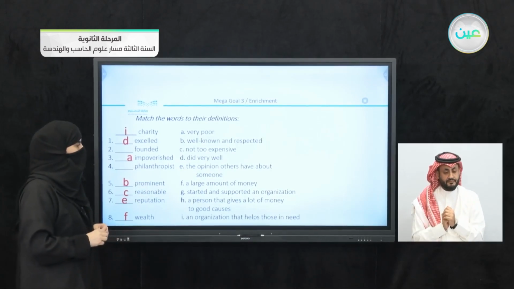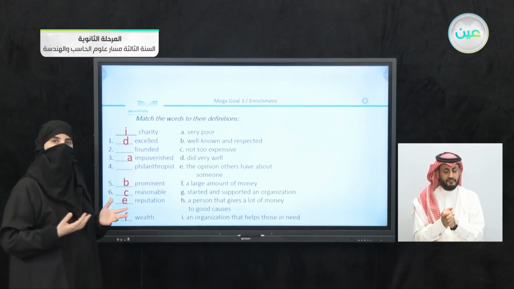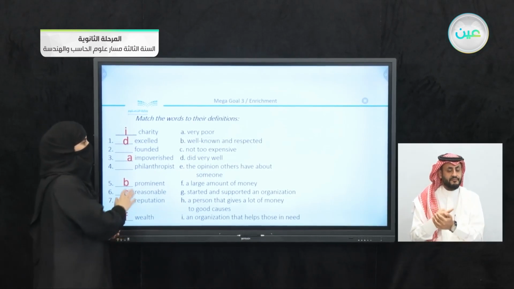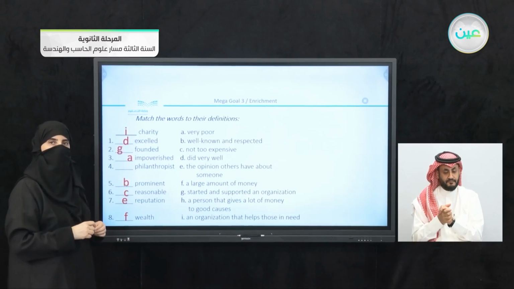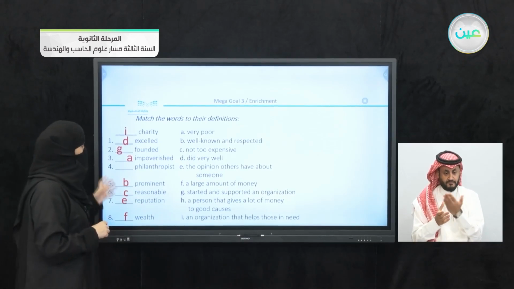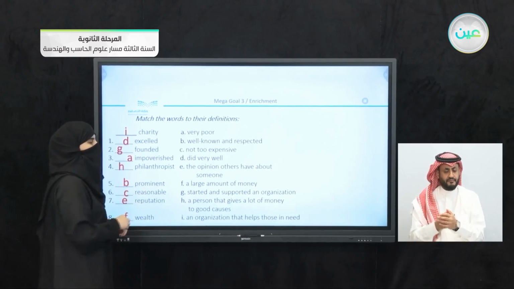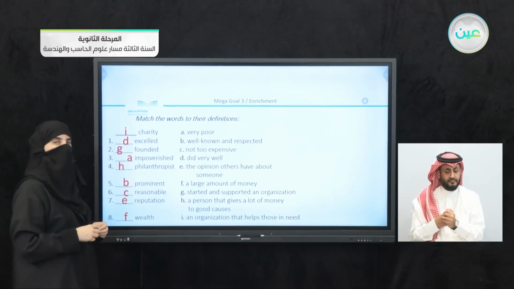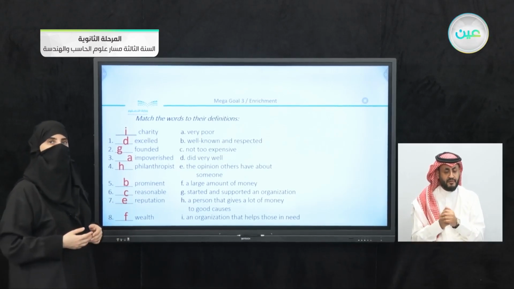Started and supported an organization. So started or supported an organization or started a project, for example, is a person who is the founder, or he or she founded. Leading us to the last word, philanthropist, we match with H, which is a person that gives a lot of money for good causes. So we said a well-doer or a helper.